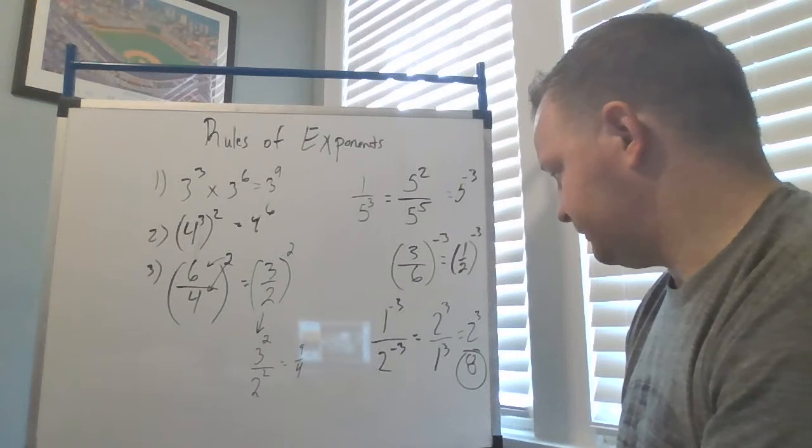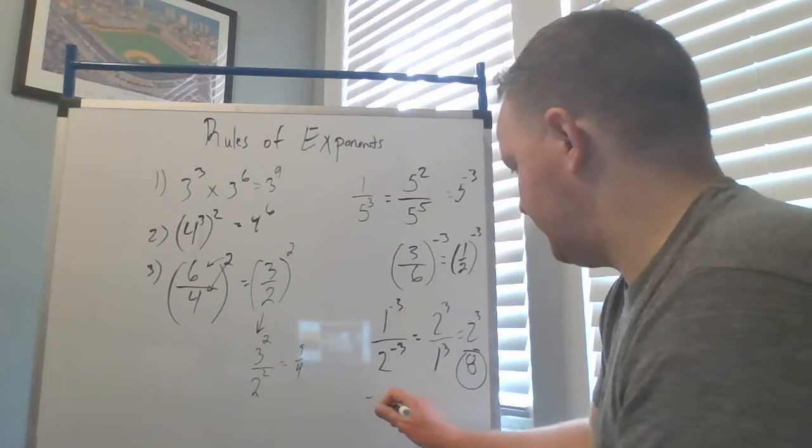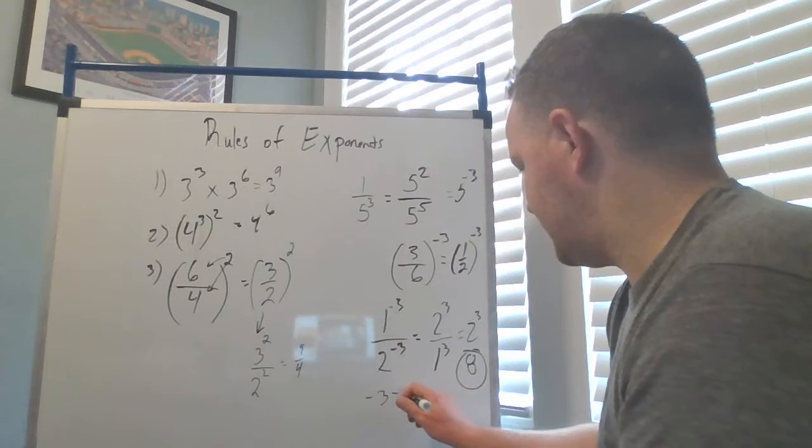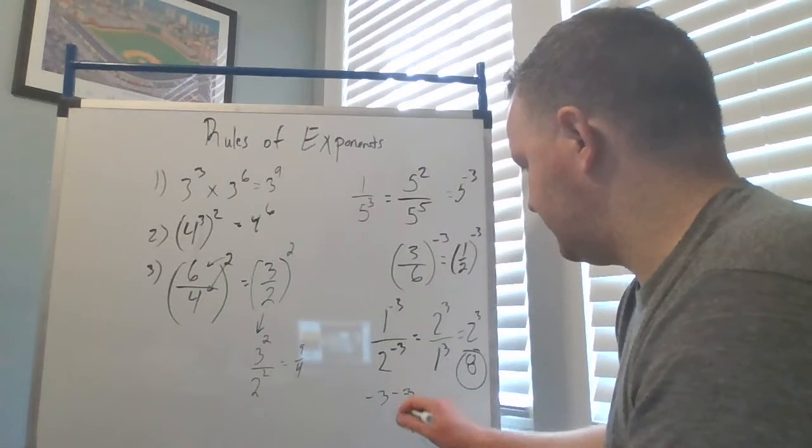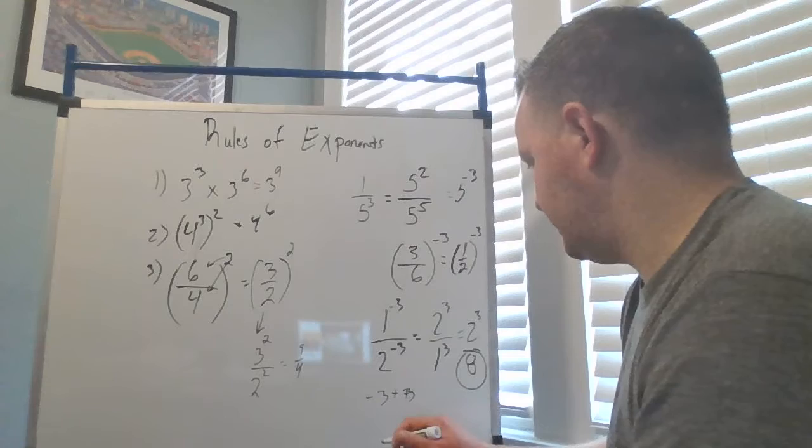Another way to check this is you would have taken negative 3 minus negative 3. You get the difference of both, and you're left with 2 to the power of 0.